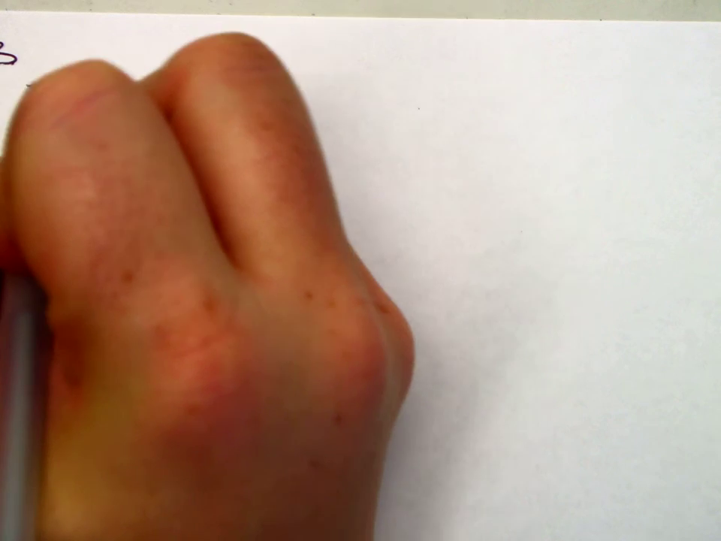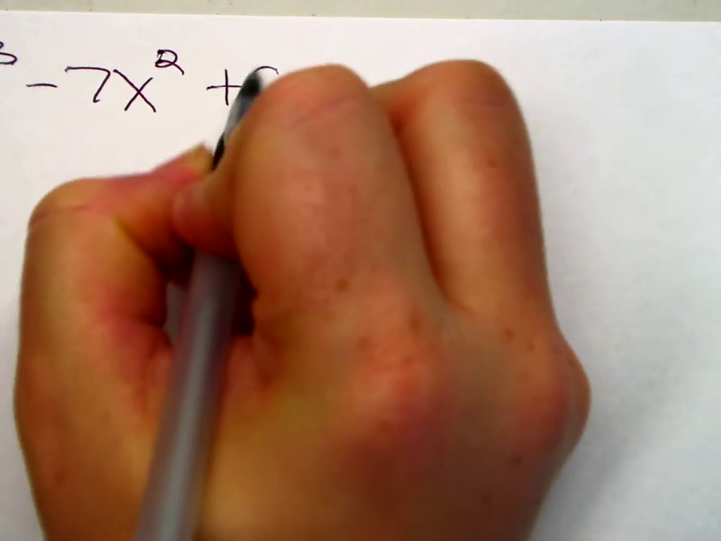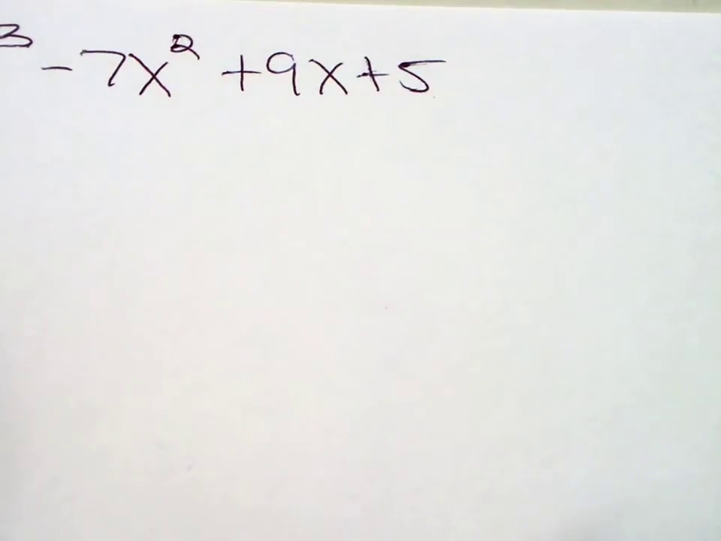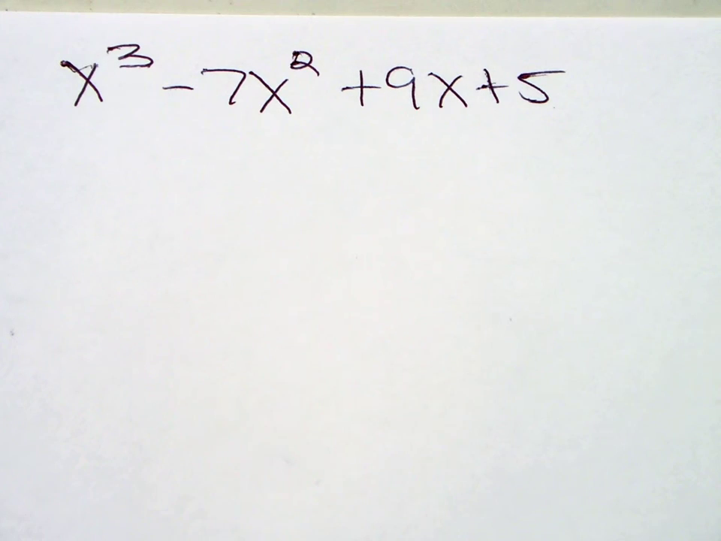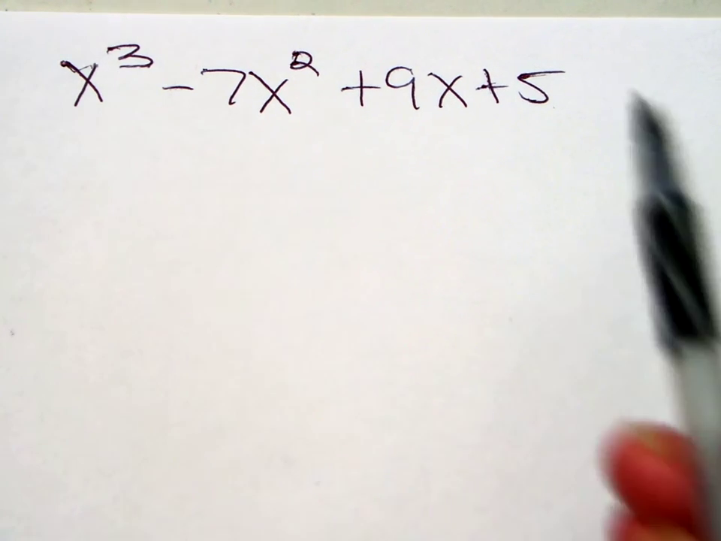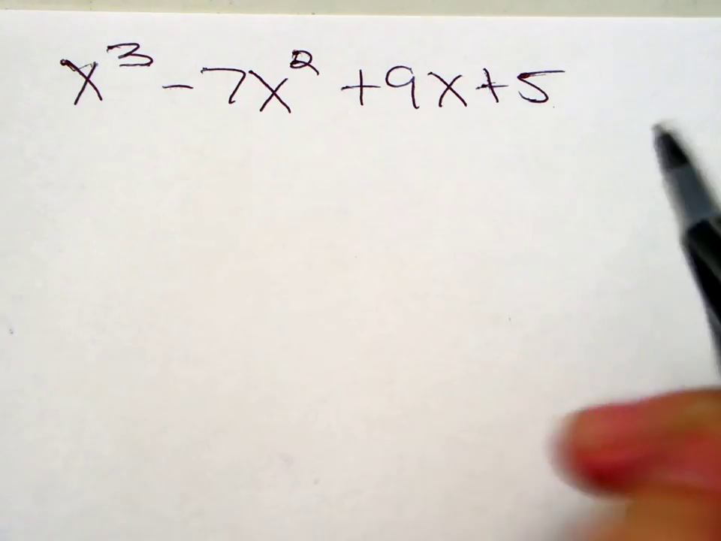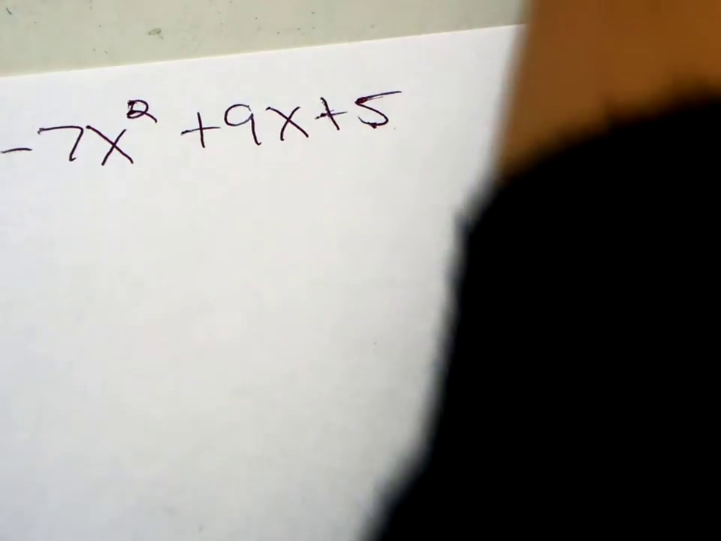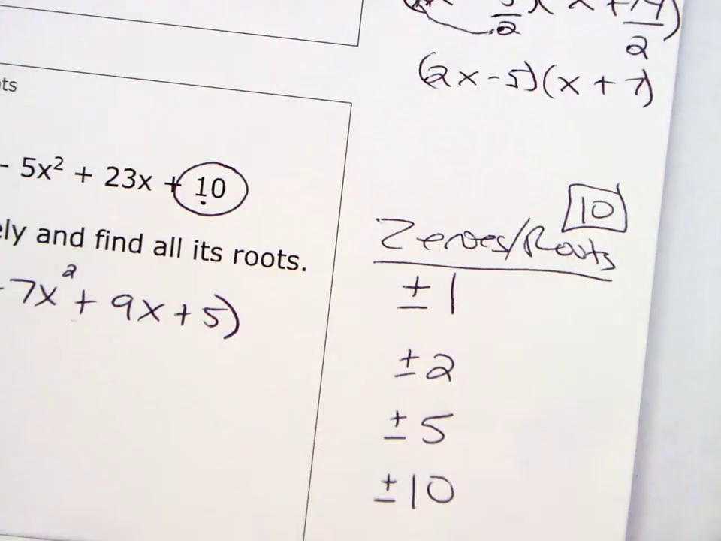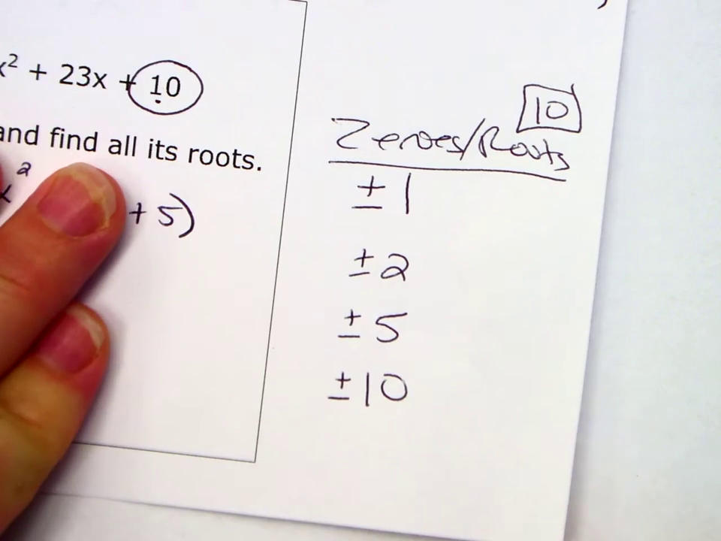So now we have x cubed minus 7x squared plus 9x plus 5. So we have no way of factoring this. We don't have a method right now because the only method we knew was factor by grouping. Now, what are our possible roots at this point? So things that multiply to 5. Look at my original list. This was my original list. But some of them didn't work.